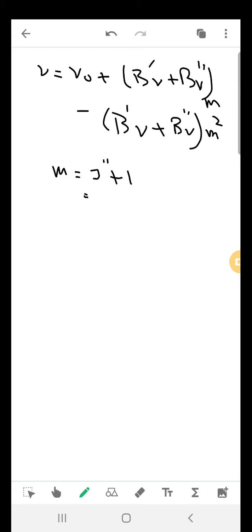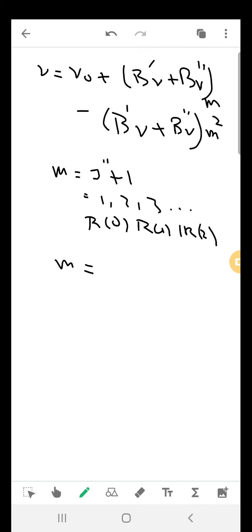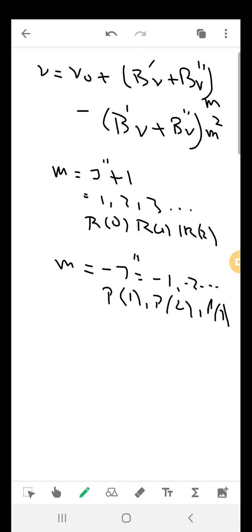And it is equal to 1, 2, 3 for R0, R1 and R2 lines, and M is equal to minus J dash, is equal to -1, -2 for P1, P2 and P3 lines, and M is equal to 0 for the band origin.